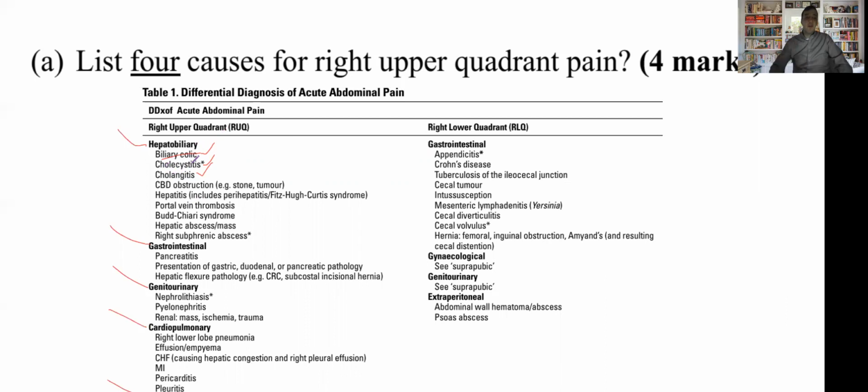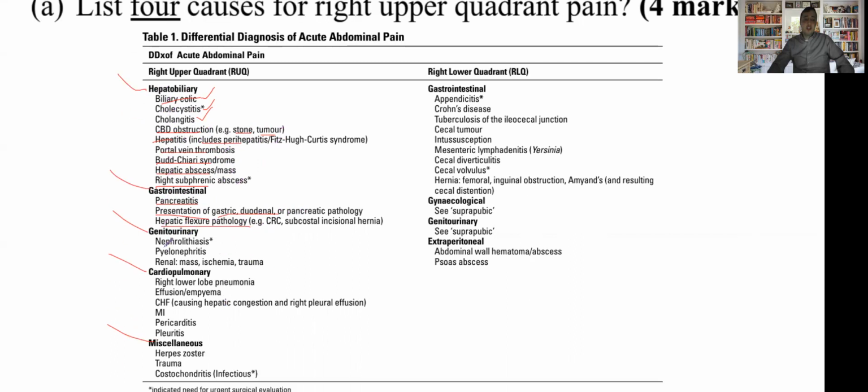Cholecystitis is inflammation of the gallbladder, or cholangitis, inflammation of the common bile duct, with obstruction by stone or tumor. Hepatitis, including perihepatitis, portal vein thrombosis, Budd-Chiari syndrome, hepatic abscess or hepatic mass, right subphrenic abscess. All of these are hepatobiliary related. Gastrointestinal, like pancreatitis, presentation of gastric or duodenal or pancreatic pathology or hepatic flexure pathology.